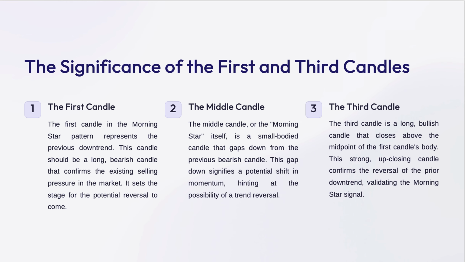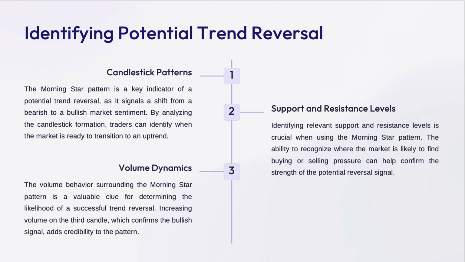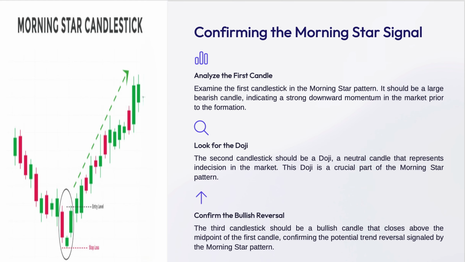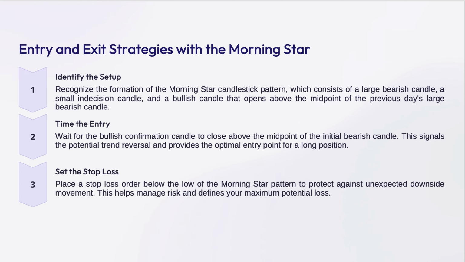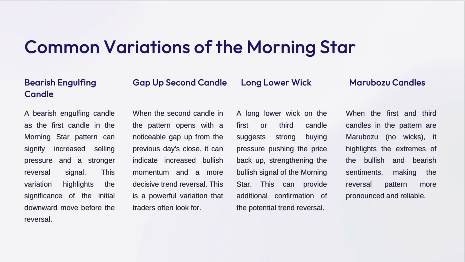And the significance of the first and third candles, I think I discussed the significance of each candle earlier. In candlestick patterns, you have to identify support and resistance, and you have to see the volume dynamics also, how it is coming. Confirming the Morning Star signal: analyze the first candle, look for a doji, and confirm the bullish reversal accordingly. Entry and exit strategy of Morning Star: identify the setup, time the entry, and set the stop loss. That's very good. Common variations of the Morning Star: bearish engulfing candle, gap up, second candle with a longer wick, Marubozu candle.